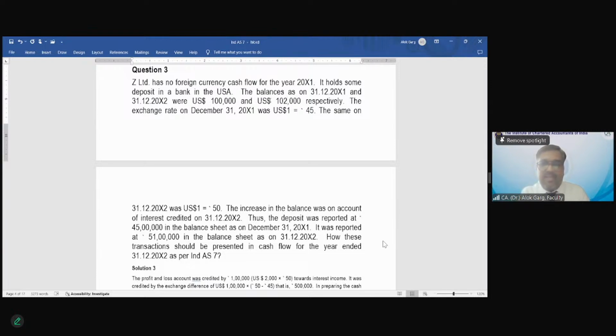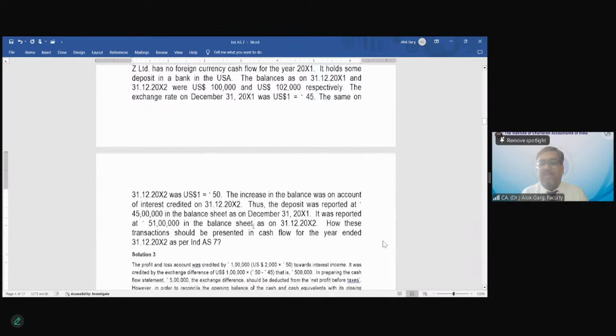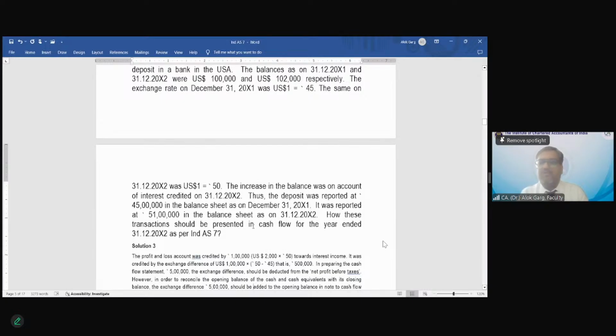It means this 1 lakh became 1 lakh 2,000, so there is $2,000 of interest on deposit. Right? So in the P&L, this deposit was credited 2,000 multiplied by 50, which is 1 lakh rupees. It was also credited by an exchange difference of 1 lakh multiplied by 50 minus 45, that is 5 lakh rupees. Your opening cash and cash equivalent was $1 lakh, restated at 45. Now it is getting restated at 50.